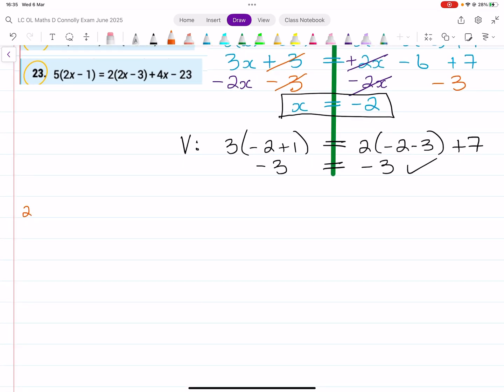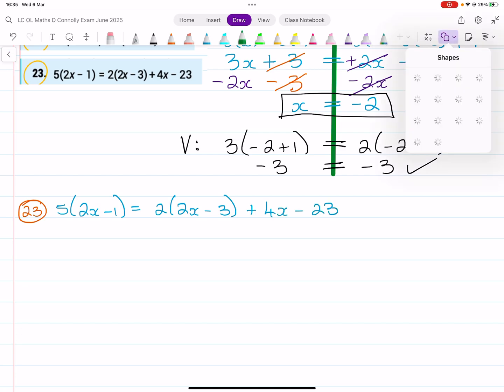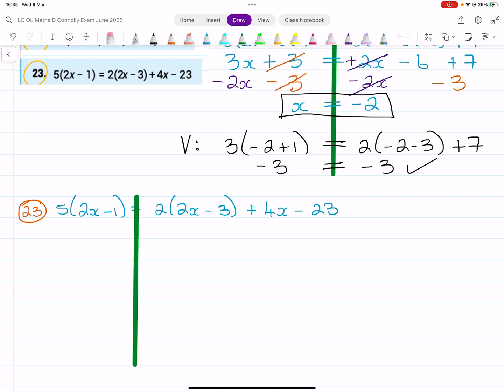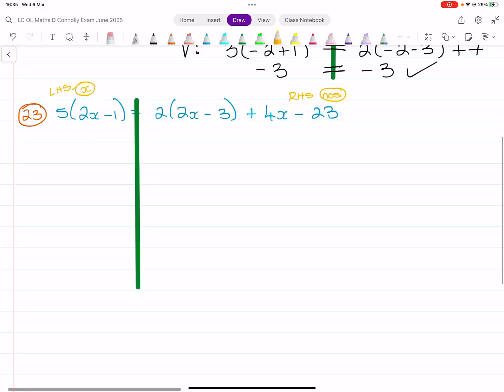So the last one then, number 23. 5 times 2x minus 1 equals 2 times 2x minus 3 plus 4x minus 23. All right, so drop our line. Now we have the left-hand side where the x's are going to go and the right-hand side where the numbers are going to go. Okay, so there's brackets on both sides, so we can deal with them.